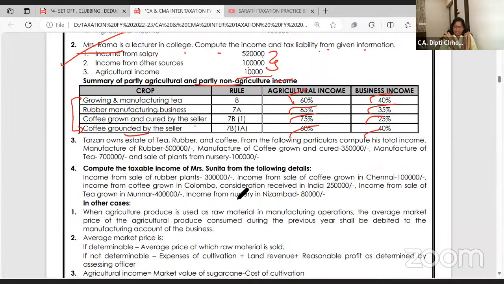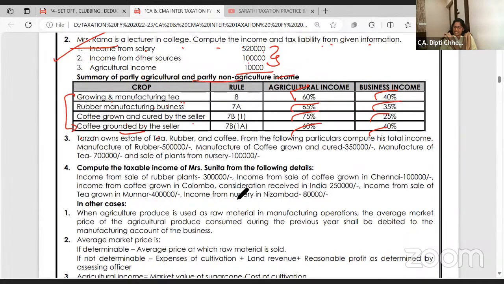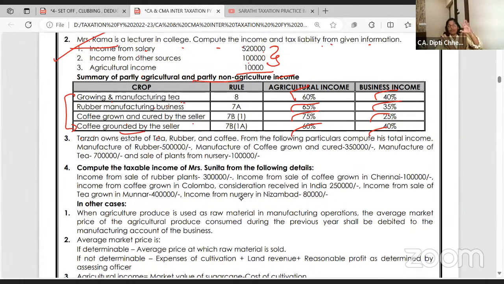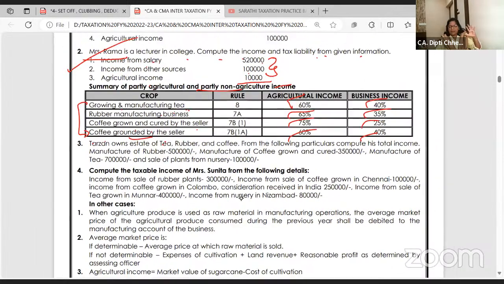Growing and manufacturing of tea and coffee. Growing and manufacturing of tea and grounded coffee, these are like 60 and 40%. 60% is agricultural income exempt, 40% is commercial income taxable. And if it is like Tata Tea Company, तो टाटा की टी की भी 60% exempt होगी, 40 जो taxable होगी उस पे flat tax लगेगा because it's a company.